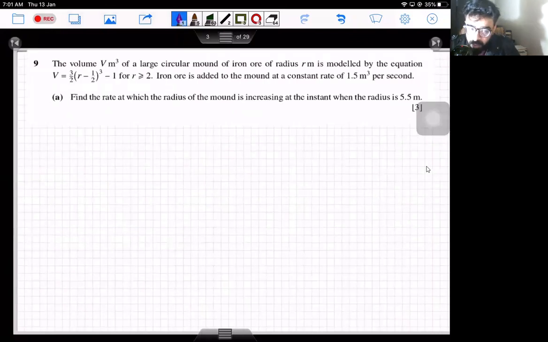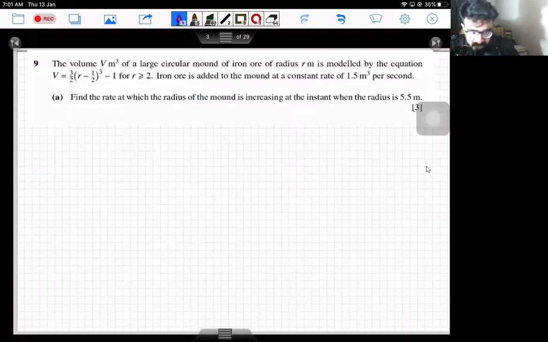So the volume V meter cube of a large circular mound of iron ore of radius R meter is modeled by the equation V is equal to 3 over 2 multiplied by (R minus 1 over 2) the whole thing cubed, minus 1, for R greater than or equal to 2. Iron ore is added to the mound at a constant rate of 1.5 meter cube per second.